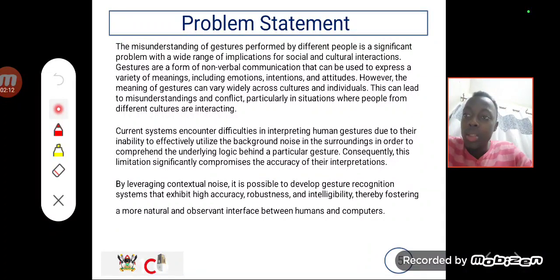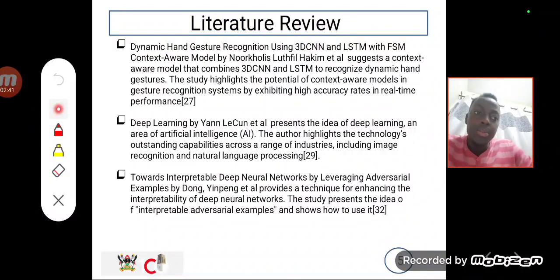Current systems encounter difficulties in interpreting human gestures due to their inability to effectively utilize the background noise in order to comprehend the underlying logic behind a particular gesture. By leveraging contextual noise, it is possible to develop gesture recognition systems that exhibit high accuracy, robustness, and intelligibility, therefore producing a more natural and observant interface between humans and computers.